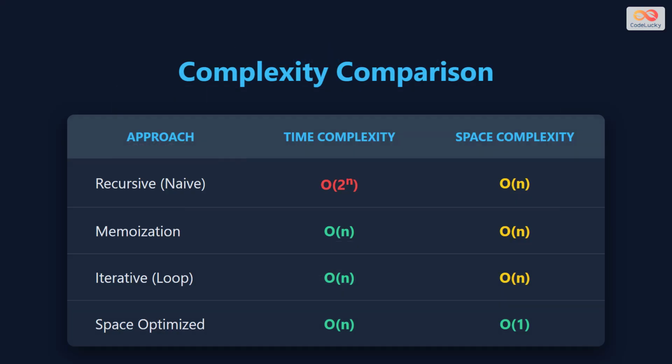Here is a summary of the approaches we covered. The naive recursive solution is very slow with exponential time complexity. Both memoization and the iterative approach solve this, bringing time complexity down to linear time. However, the space-optimized iterative approach is the winner, as it uses constant space, making it the most efficient solution for this problem.